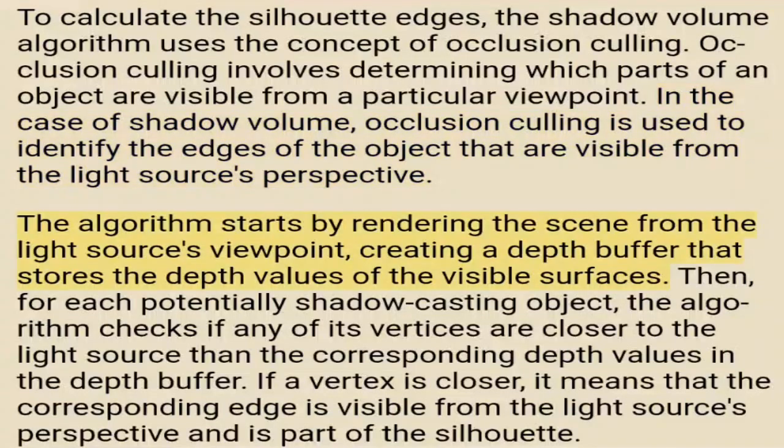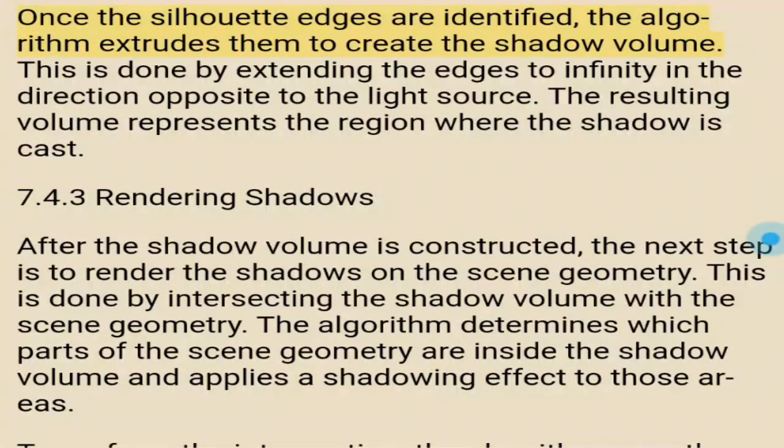The algorithm starts by rendering the scene from the light source's viewpoint, creating a depth buffer that stores the depth values of the visible surfaces. Then, for each potentially shadow-casting object, the algorithm checks if any of its vertices are closer to the light source than the corresponding depth values in the depth buffer. If a vertex is closer, it means that the corresponding edge is visible from the light source's perspective and is part of the silhouette. Once the silhouette edges are identified, the algorithm extrudes them to create the shadow volume. This is done by extending the edges to infinity in the direction opposite to the light source. The resulting volume represents the region where the shadow is cast.